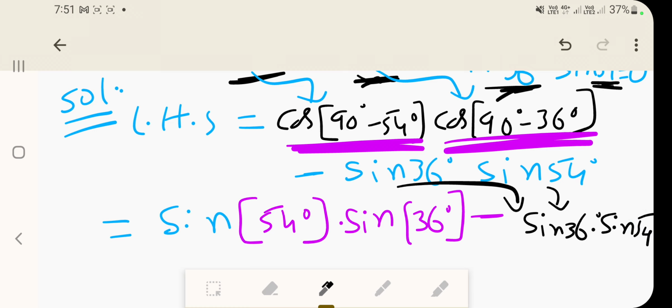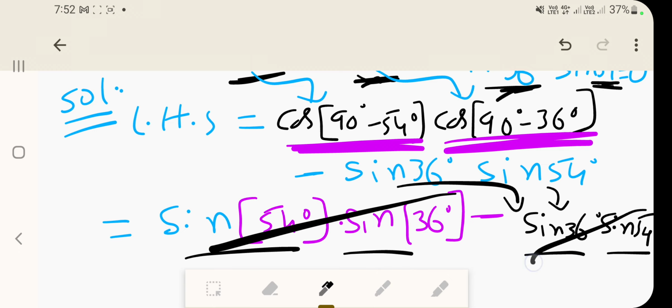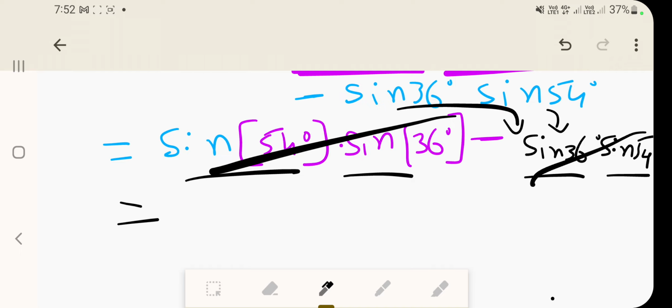Now if you observe, here we have sin 54 into sin 36, and here we have sin 36 and sin 54. Both are the same, one is plus and another is minus, so they get cancelled and we get 0. That is nothing but what they asked us to prove or show, that LHS is equal to RHS, equal to 0. This type of problem is very important, they will ask it.